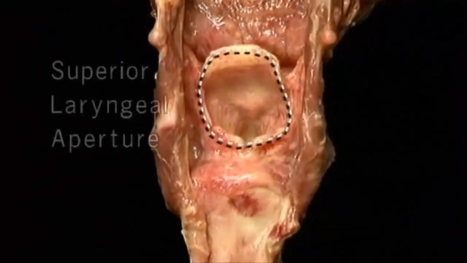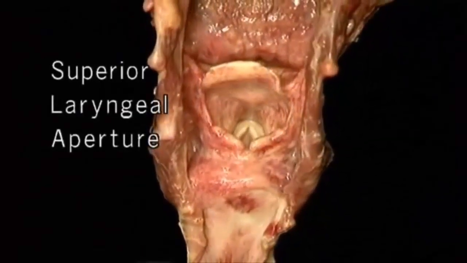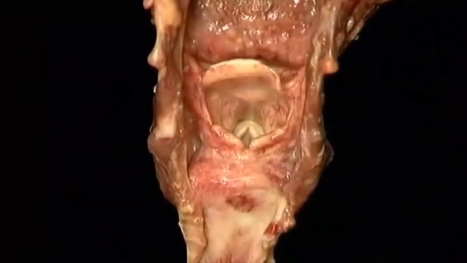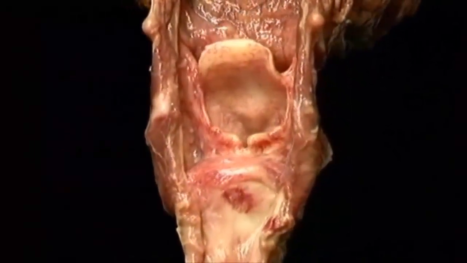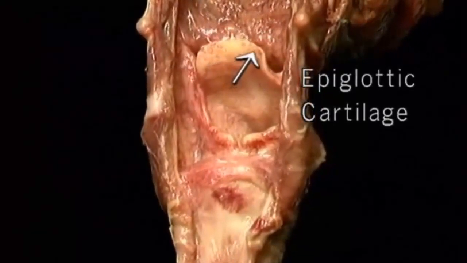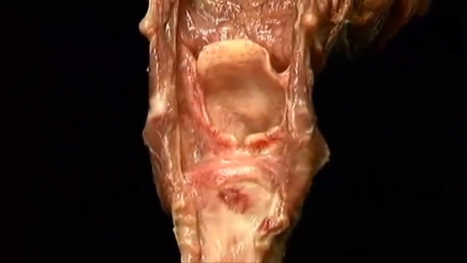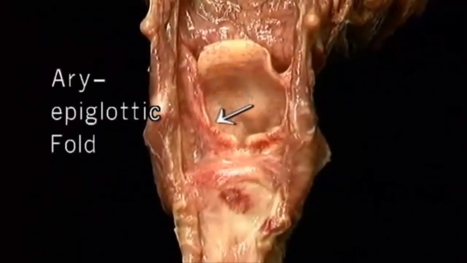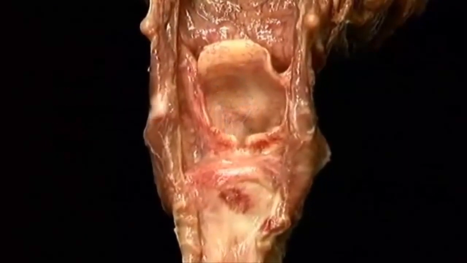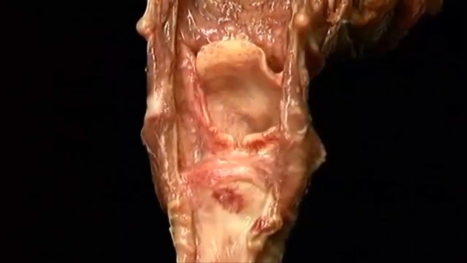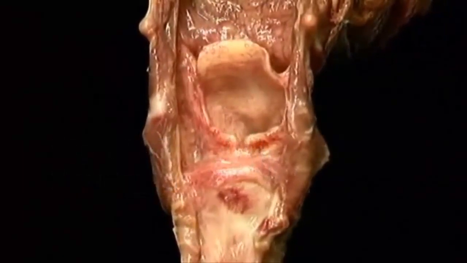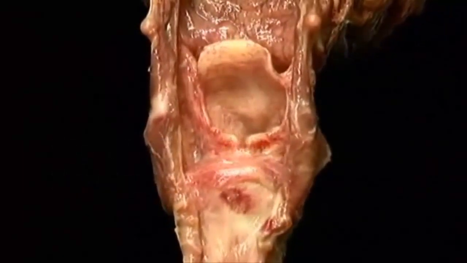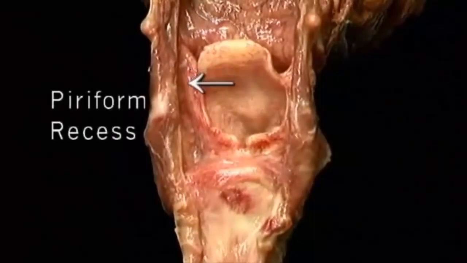Here's the opening of the larynx, the superior laryngeal aperture. It faces almost directly backwards. The opening is formed in front by the epiglottic cartilage, on each side by this fold of soft tissue, the aryepiglottic fold, and behind by two important structures that we'll meet in a minute, the arytenoid cartilages. The space that's lateral to the aryepiglottic fold is the piriform recess.